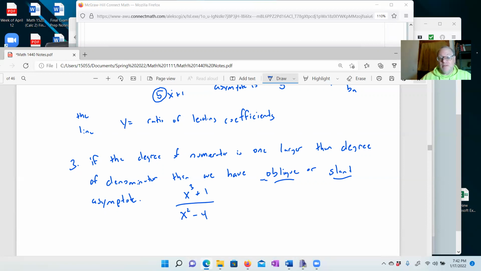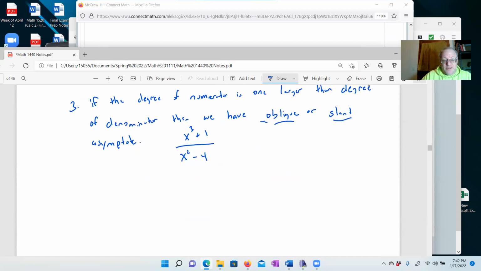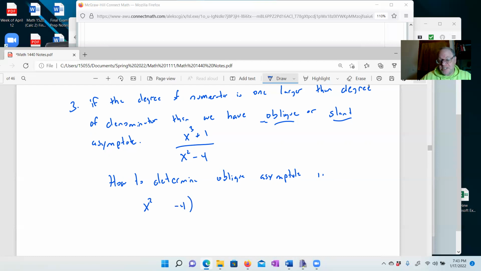The way we find this asymptote is to take your denominator, x squared minus 4, and you have to do polynomial division. See, I told you this was going to be fun. x cubed plus 0x squared plus 0x plus 1. You have to do polynomial division.